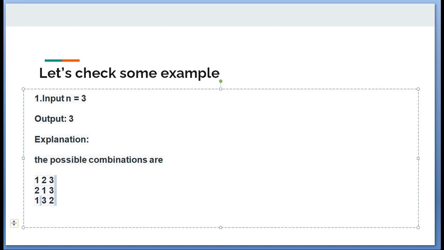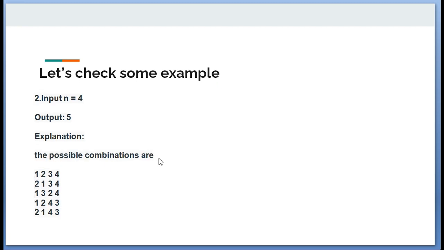So I will now move to the next example, when the value is 4. The valid ones are 1 2 3 4, 2 1 3 4, 1 3 2 4, 1 2 4 3, and 2 1 4 3. So only these 5 are valid. We can't take any others.